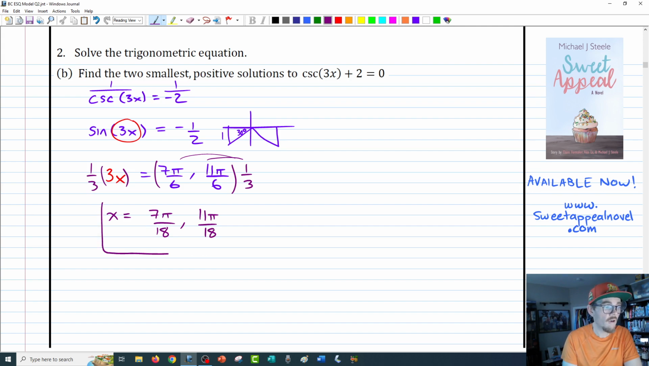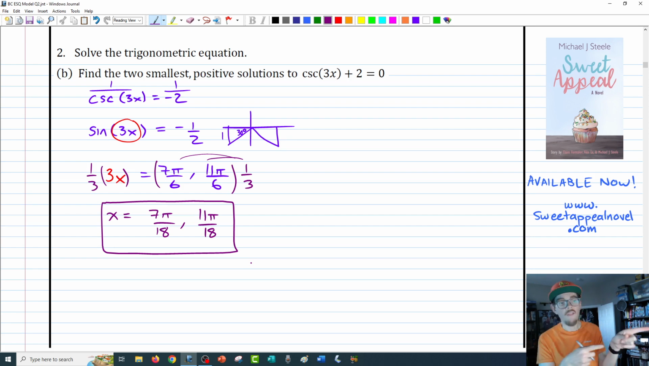And as a heads up, those are our answers. That's what we're looking for here. We wanted the two smallest positive solutions, and those are the smallest positive solutions.